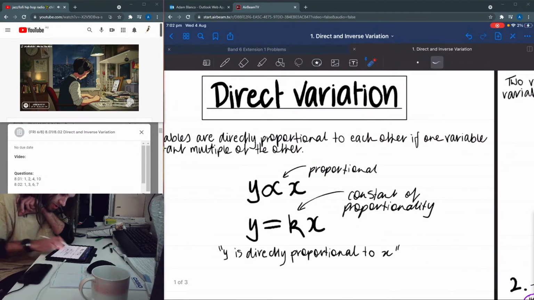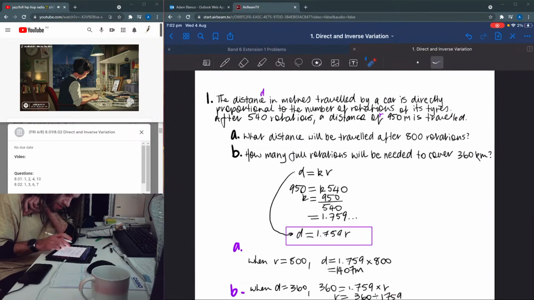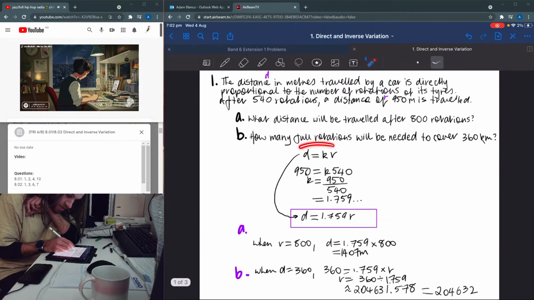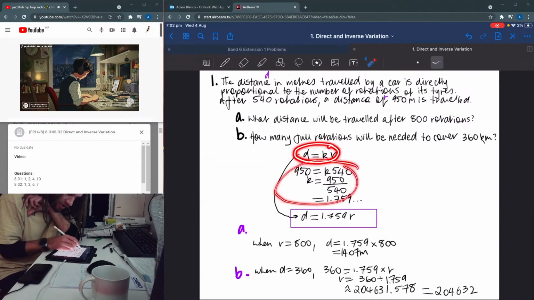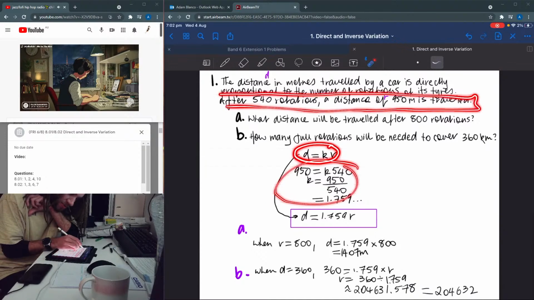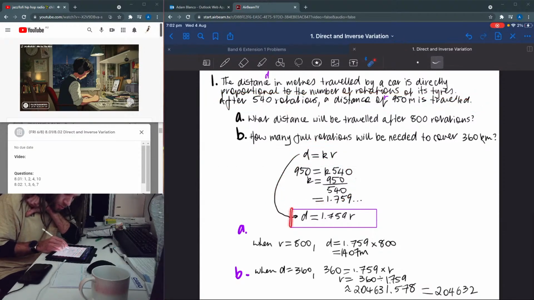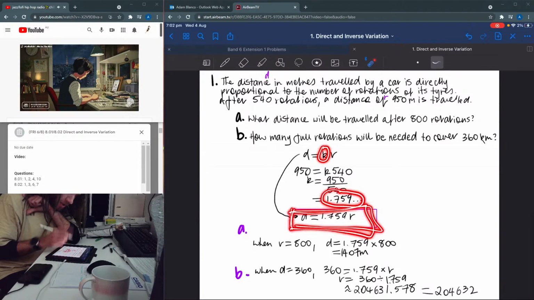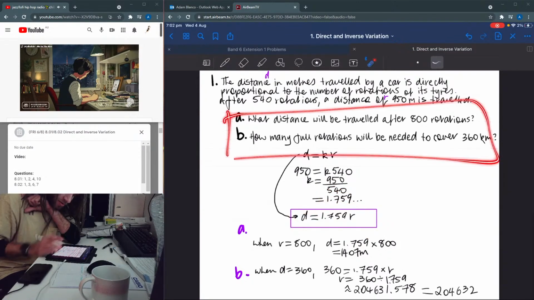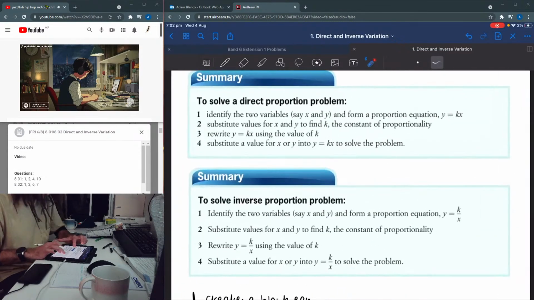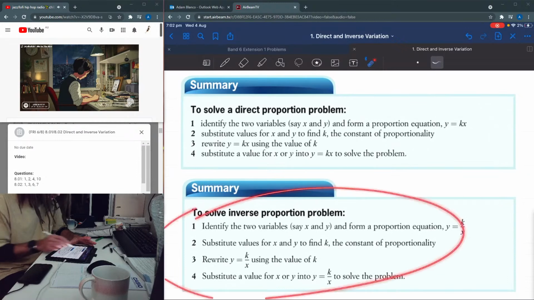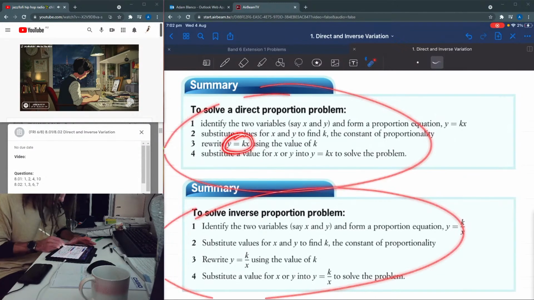So in other words, here's my equation. First thing I do is write it with the variables that it gives me. Then I use the information at the very start. So the information at the very start was here. Then I rewrite it using my new k value that I found. So that was the whole point, to make the equation. And then I actually answer the question. Now, these two are literally exactly the same. The only difference is this and this.